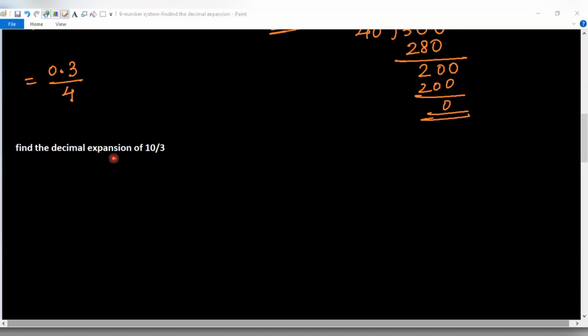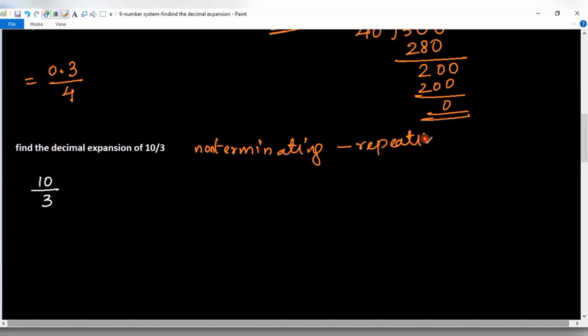This is our next question. Find the decimal expansion of 10 by 3. See, here the given number is 10 divided by 3. We know the factors. Factors of 3 will not have any 2 or 5, right? So it will not terminate. So the answer will be non-terminating. Then, since this is in p by q form, it is rational. So non-terminating as well as repeating. So we are expecting such a decimal expansion.